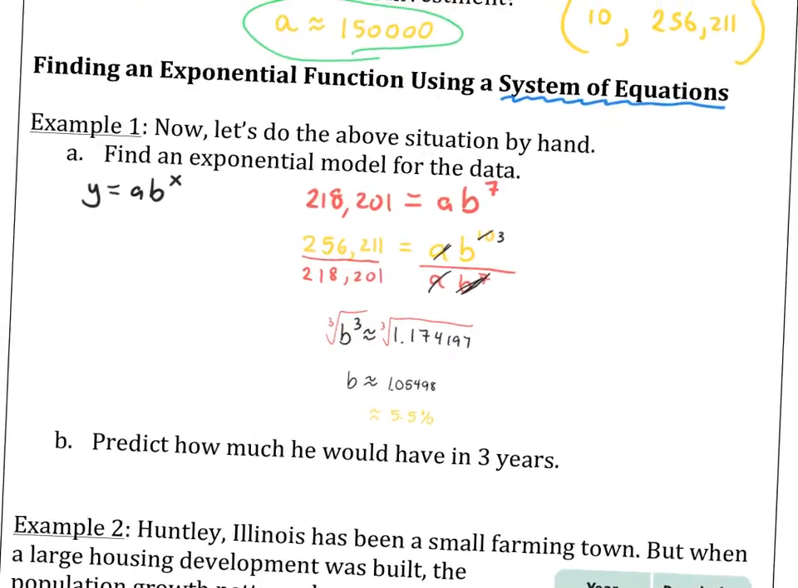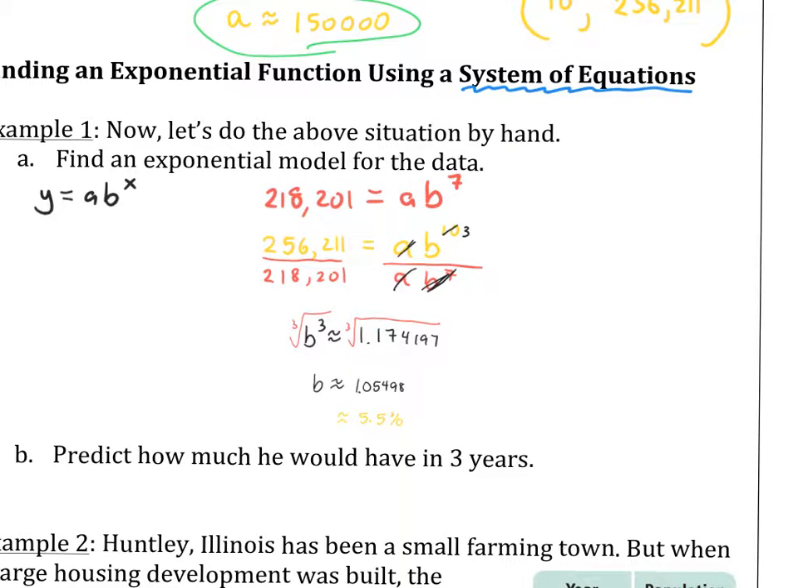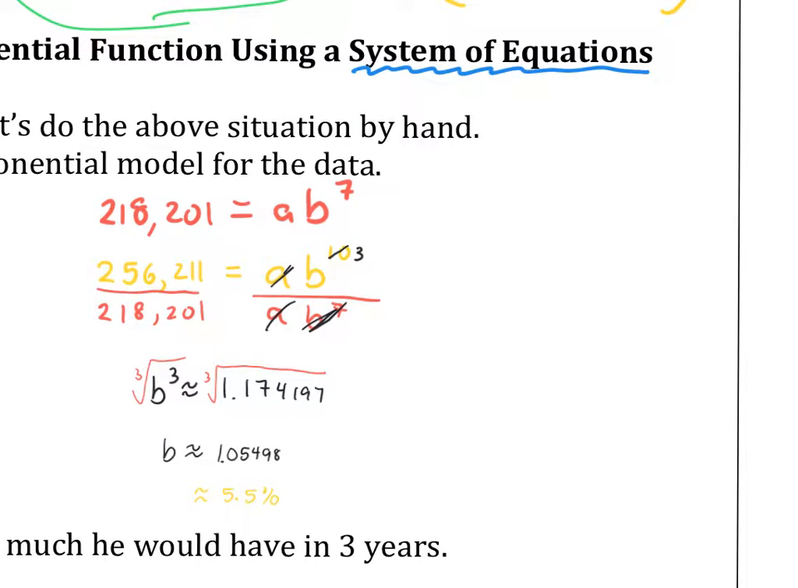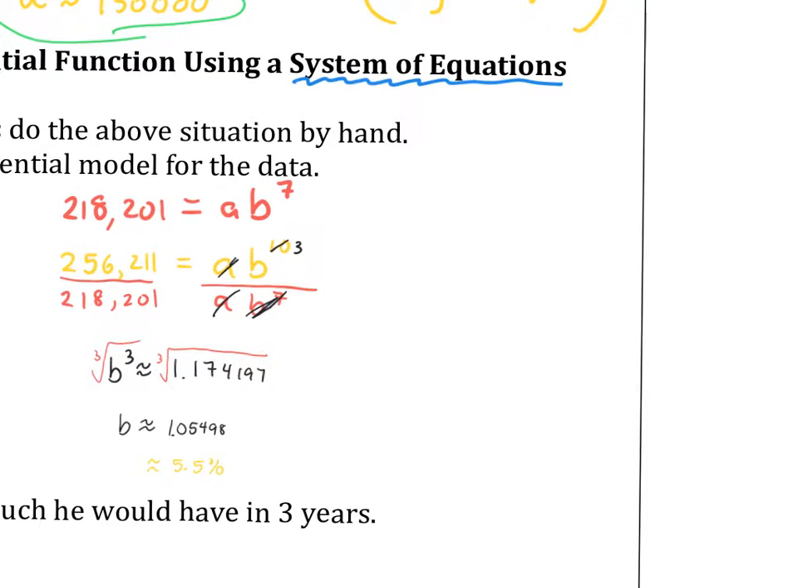Now, of course, that's not our answer. Folks, we didn't find the answer yet. All I found was my yield. So that means I found B, or the 1.055 is going to go into here. So I need to find out what A is. So all I have to do, just like we did in our previous, when you found a system of linear equations, we just take this, and I'm going to plug it into one of the equations there. It doesn't matter which one. So I'll just choose to put it into the top.